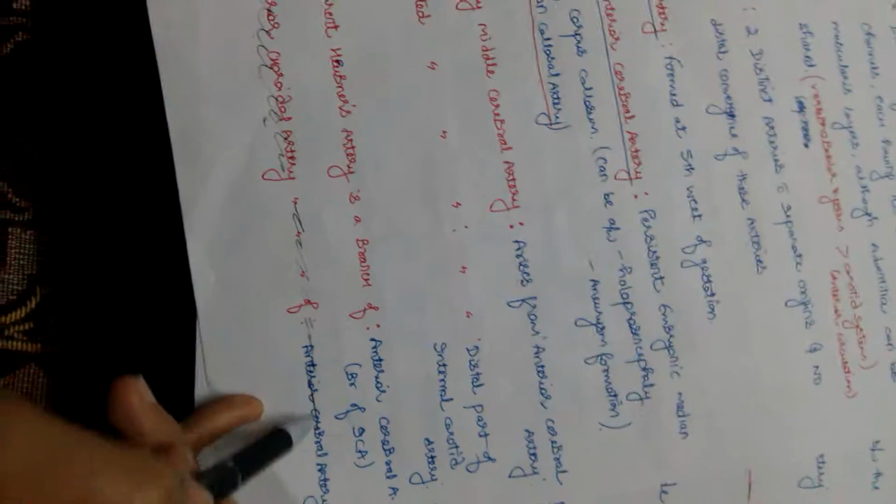You just need to remember that the recurrent artery of Heubner is a branch of the anterior cerebral artery.